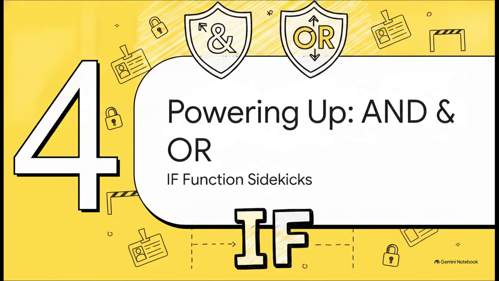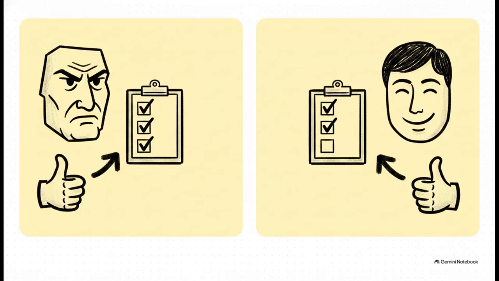Section 4. Powering up with AND/OR, the IF function sidekicks. Sometimes our data bouncer needs to check multiple IDs or conditions at the exact same time before letting someone through. And this is where things get really interesting.